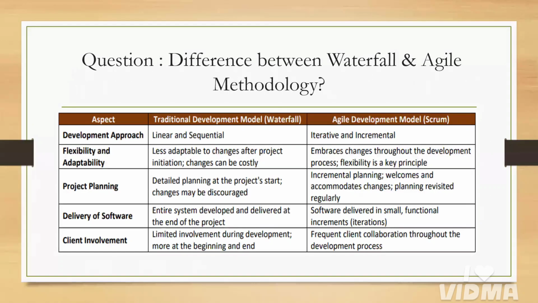Okay, and the difference between the waterfall and agile methodology: waterfall is a traditional development model and agile is a scrum model. Here you can see the development approach is linear and sequential, and here it is iterative and incremental. Okay, and for flexibility and adaptability, there is less adaptability to change after project initiation, like a change request can be very costly, so they can't take the change request immediately in this traditional development. Whereas in agile development it takes it in a flexible way. We can easily adapt whatever the change request given by the client people.